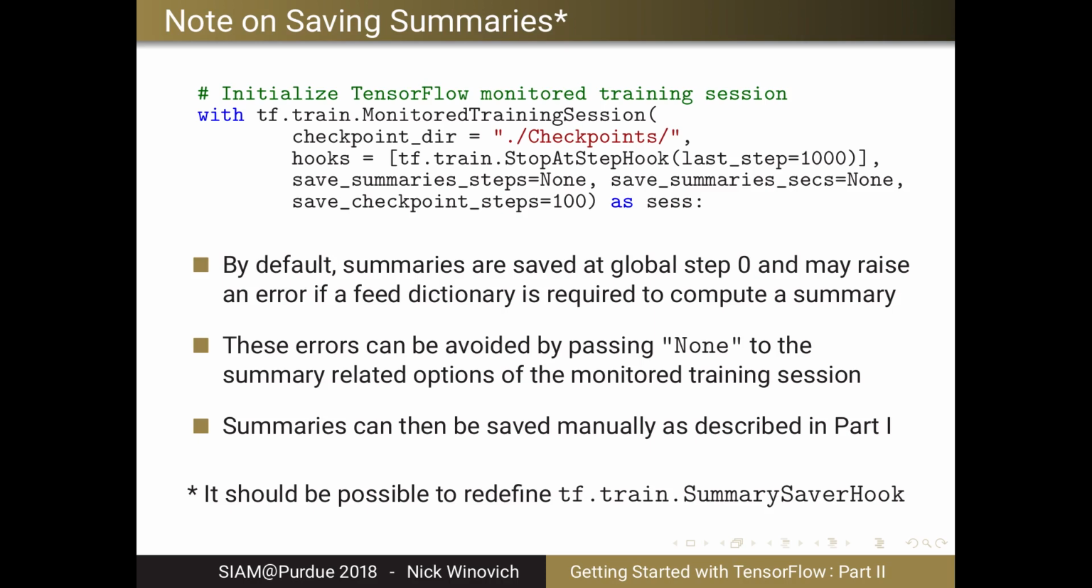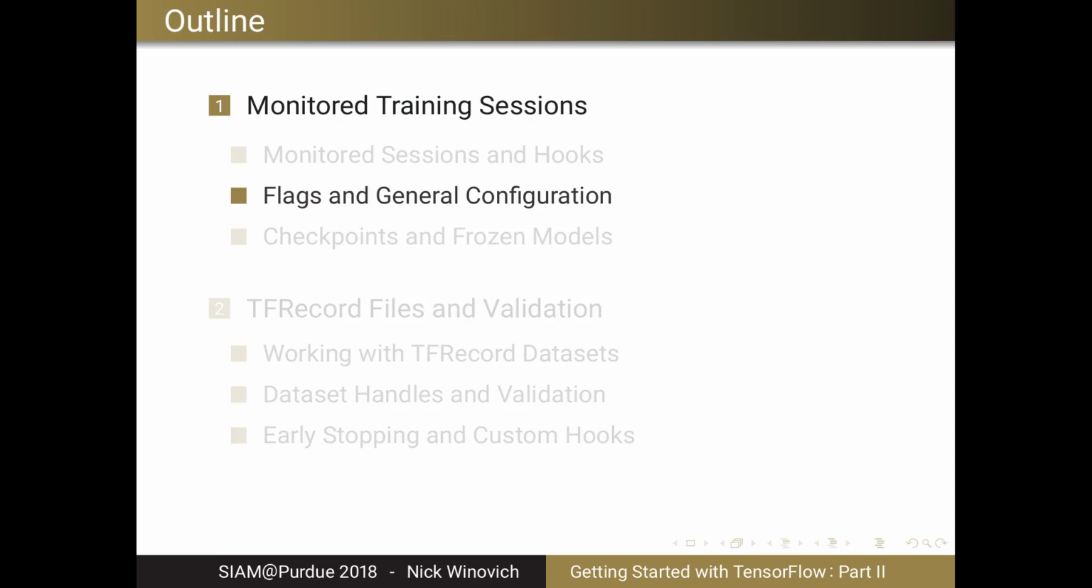And then just one technical note, depending on how you set up your model, this may be a bug of some sort, but it often throws an error if you try to save a summary without providing a feed dictionary for, say, training, which is the only one I think I use. It throws an error for some reason. So I found you can avoid this by just setting the save summaries to none and just doing it manually. So just a technical point that I thought I'd put out.